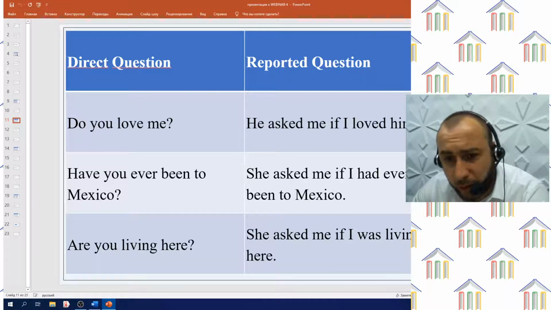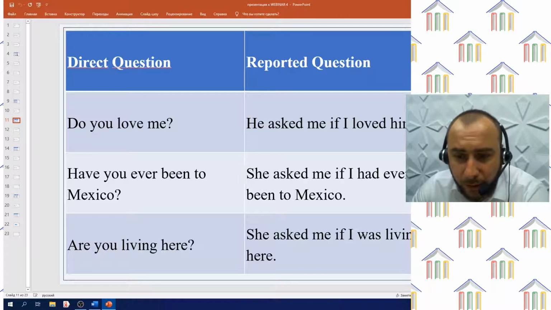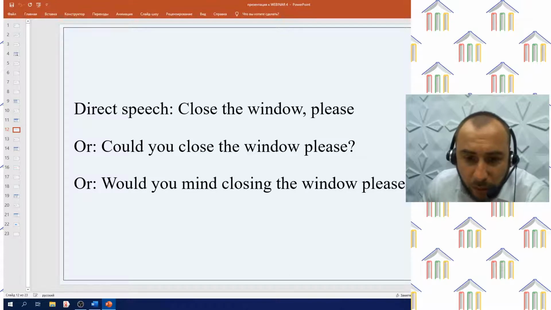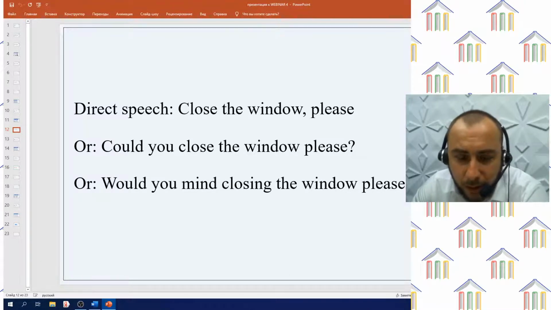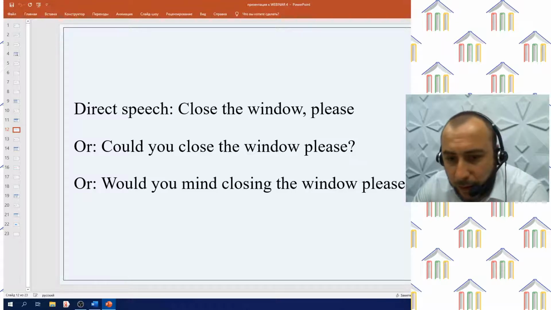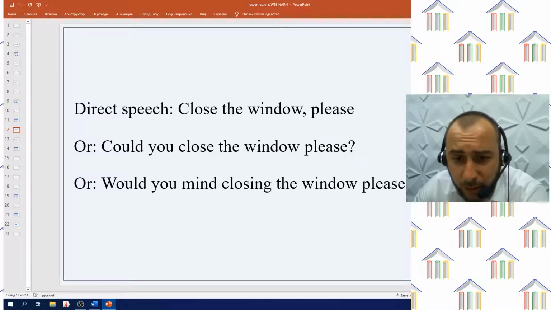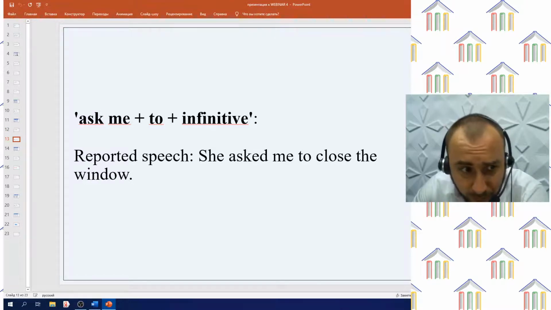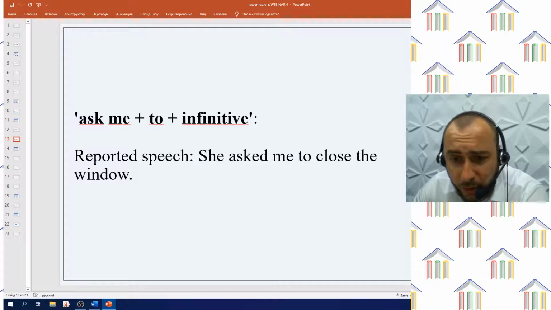There is more. What if someone asks you to do something in a polite way? For example, close the window, please. Or could you close the window, please? Would you mind closing the window, please? All of these requests mean the same thing, so we don't need to report every word when we tell another person about it. We simply use ask me to infinitive. She asked me to close the window.